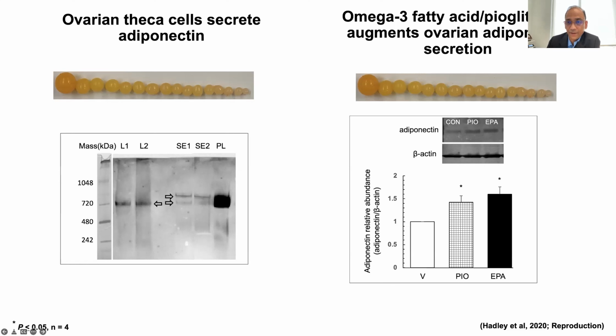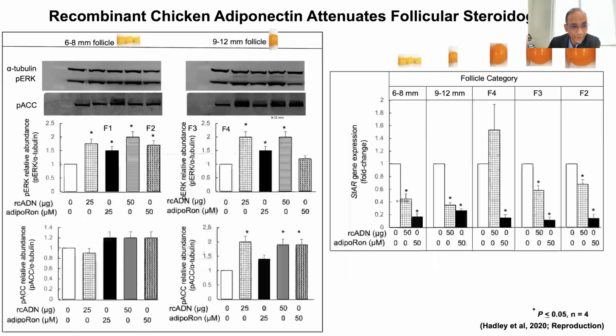Without going into the detail, it's an agonist for PPAR gamma, peroxisome proliferator receptor agonist. And that is shown in humans to increase adiponectin secretion. So when we tested that in vitro, yes, it does increase adiponectin secretion. We also wanted to see if another compound, like omega-3 fatty acid, eicosapentaenoic acid, also seemed to be stimulating adiponectin secretion from theca cells.